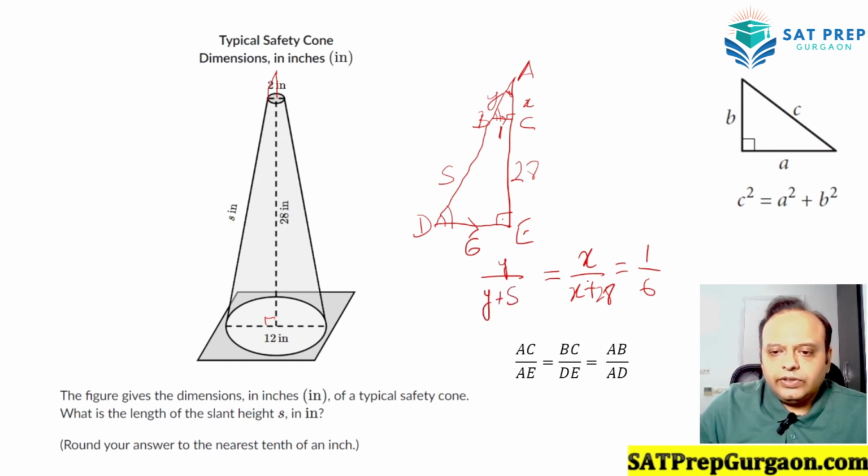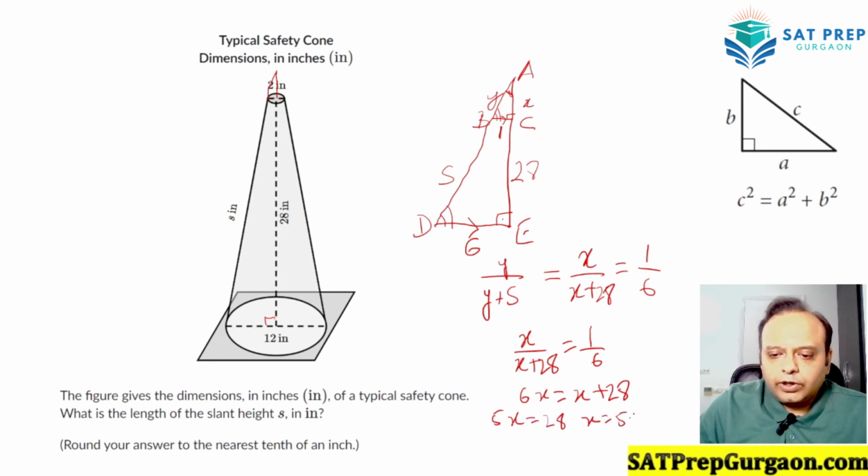Okay, so we have these proportions. Now it's very easy to calculate x, so let's do that. x by x plus 28 equals 1 by 6. So let's multiply 6 with x. So 6x, and let's take this on the right hand side. 6x equals x plus 28. So we know that 5x equals 28 and x equals 5.6.